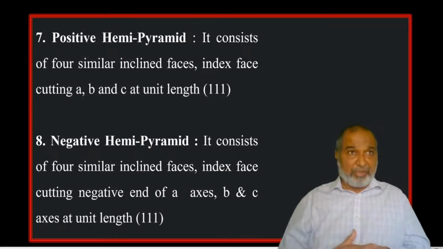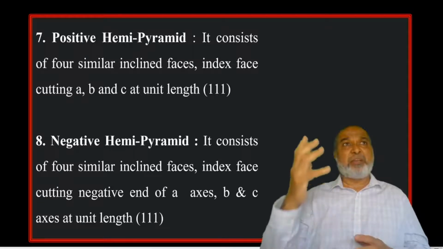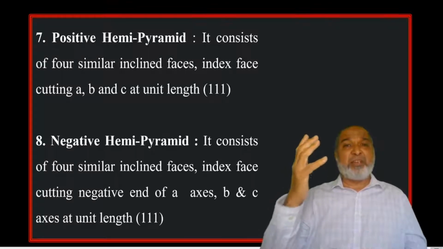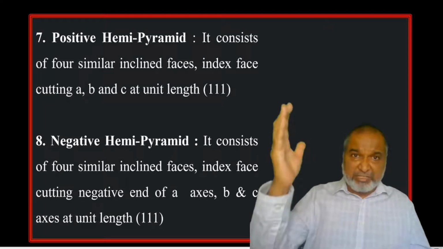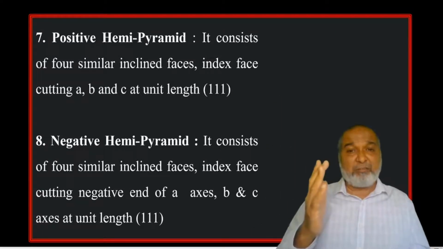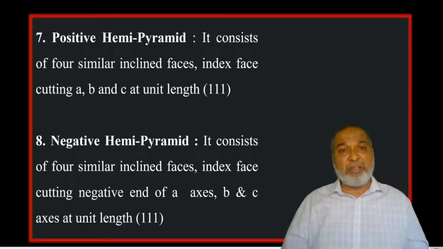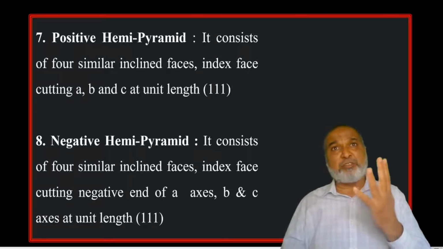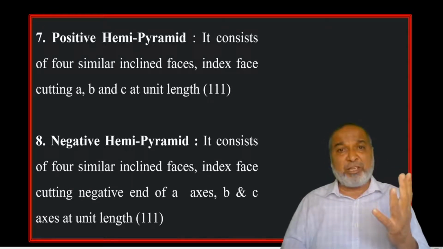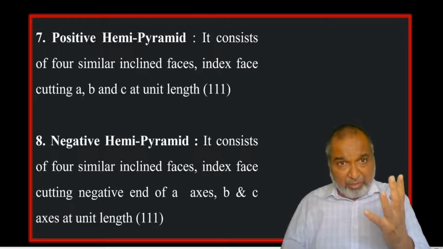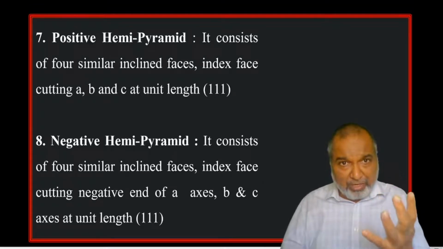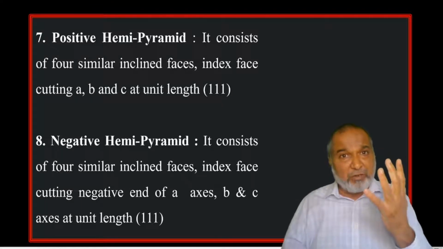The next one, again interesting, the hemi-pyramid. Yes, what is a hemi-pyramid? A pyramid consists of 8 similar inclined faces. Now it is reduced to half, so we have 4. So when we say hemi-pyramid, it consists of 4 similar vertical faces. Correct? Concentrate, I have to repeat.